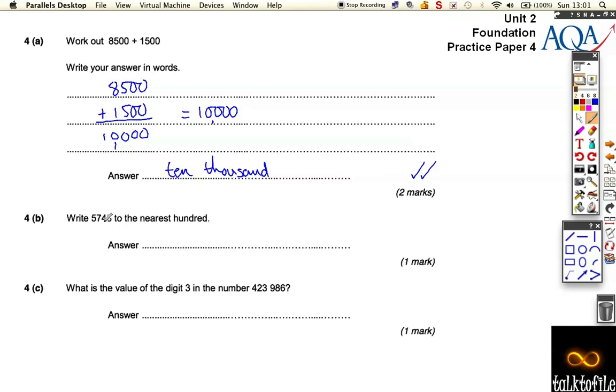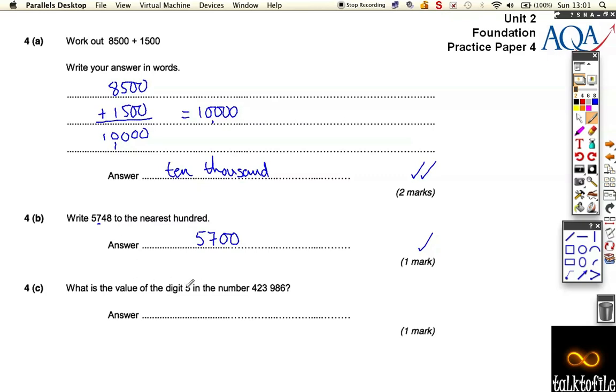Write this to the nearest 100. Well, 7 is in the 100 space, and we check out the 48 here. 48 is below 50, so it's going to stay as 5,700. If it was 50 or 51 or 52 or anything above 50, then we would round that up to 5,800.